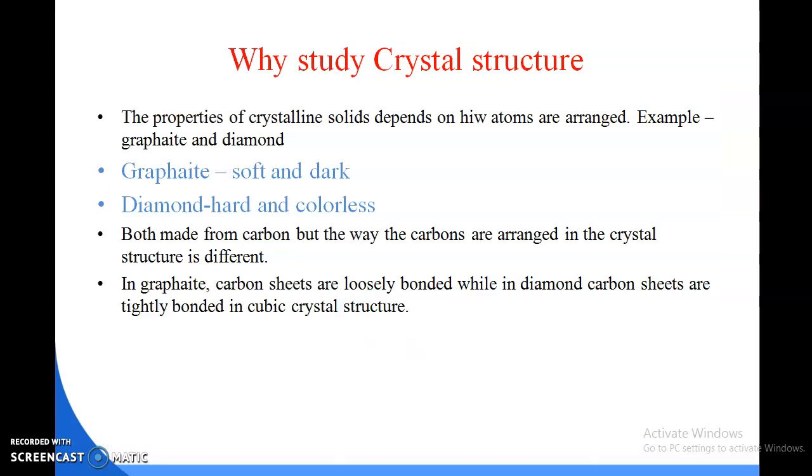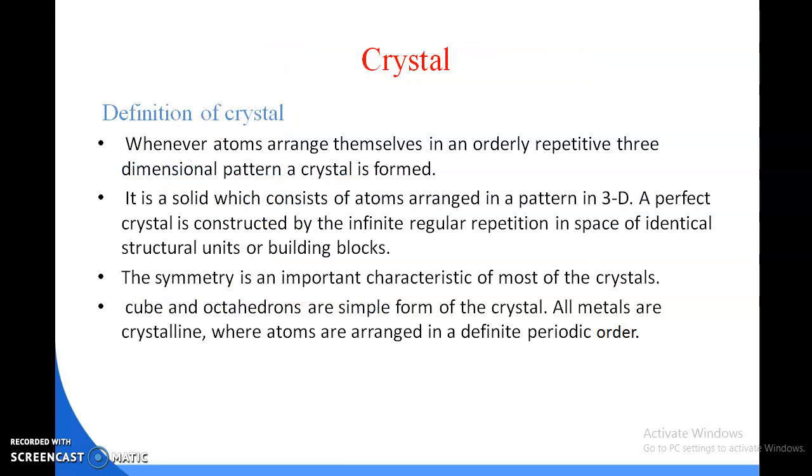So here, why study crystal structure? The properties of crystalline solids depend on how atoms are arranged. For example, take graphite and diamond. You have seen graphite and also the diamond. Graphite is soft and dark, but diamond is hard and colorless. Both are made from carbon, but the way carbons are arranged in the crystal structure is totally different. In graphite, carbon sheets are loosely bonded, while in diamond, carbon atoms are tightly bonded in a cubic crystal structure. So I am going to show you the crystal structure of graphite and diamond.